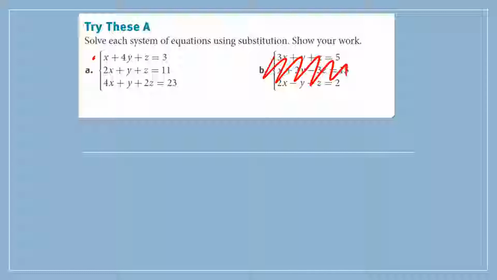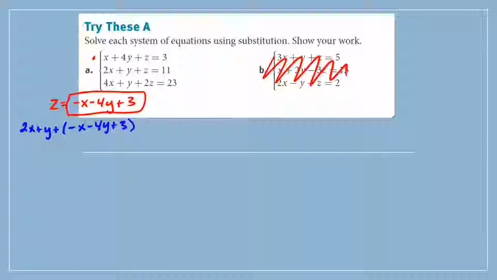So we're going to solve this first one for z, and that would give us z equals negative x minus 4y plus 3. So that's what z equals. Then we're going to substitute that in the second equation to figure out what y is. So 2x plus y plus negative x minus 4y plus 3 equals 11. So 2x plus y minus x minus 4y plus 3 equals 11. So that would give us x minus 3y equals 8 when I clean up those sides.